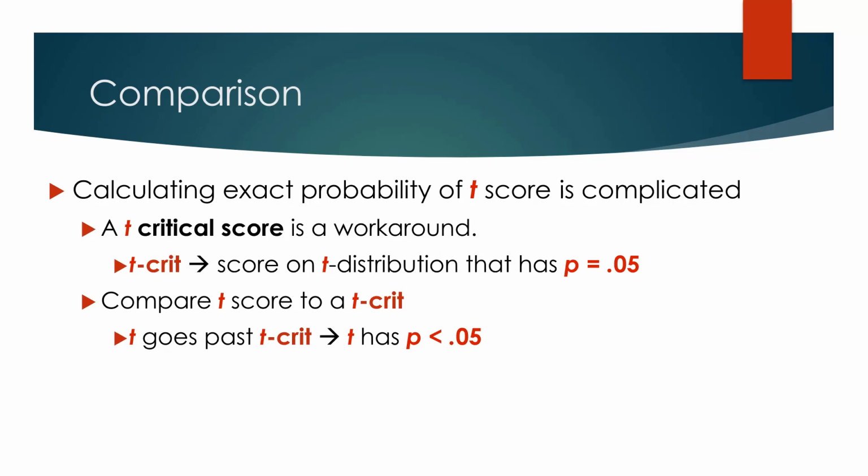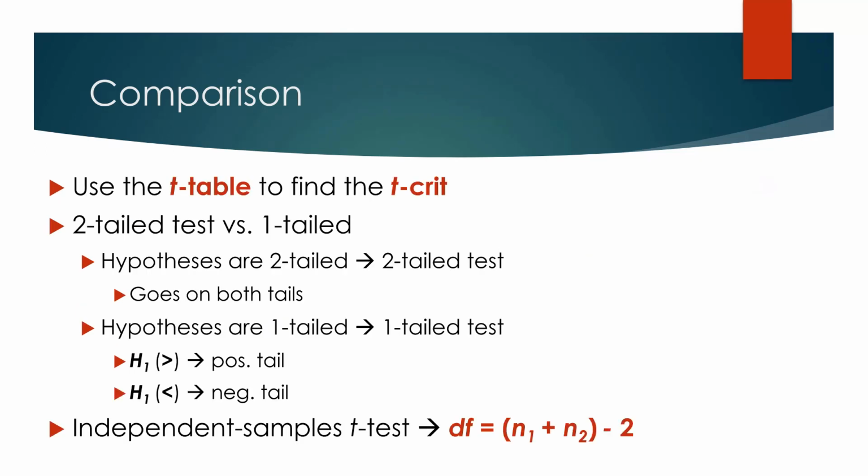Now, you find your critical score in the same way that you found it with the 1 sample t-test. It's going to have the same process. You have your alpha level, you have your 2 versus 1 tail test. Now remember that when it's a 2-tailed test, the crit goes on both tails. When it's a 1-tailed test, the crit goes on only 1 tail, and you determine which tail based on the alternative hypothesis. Now, in independent samples t-test, the degrees of freedom is calculated using the sample size of sample 1 plus the sample size of sample 2, add them together, and then subtract 2 from them. And that's how you find your degrees of freedom.